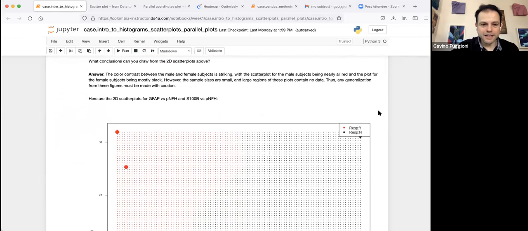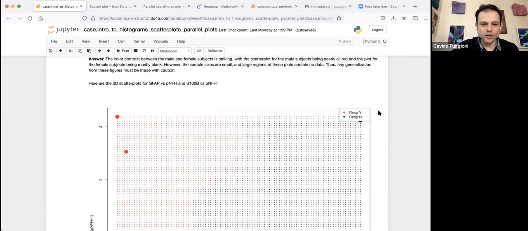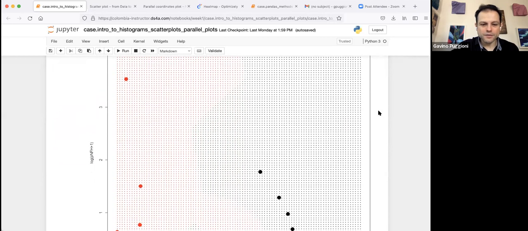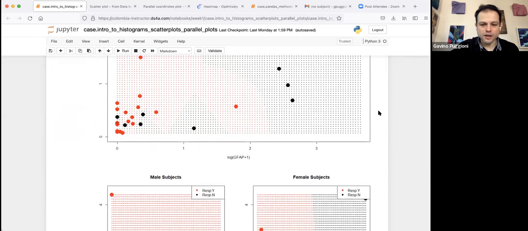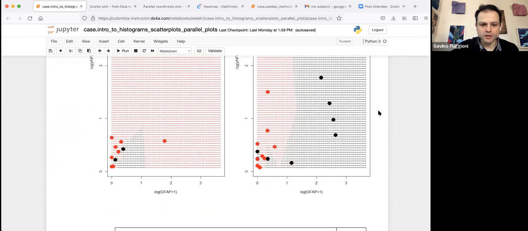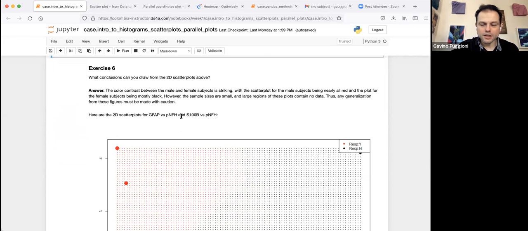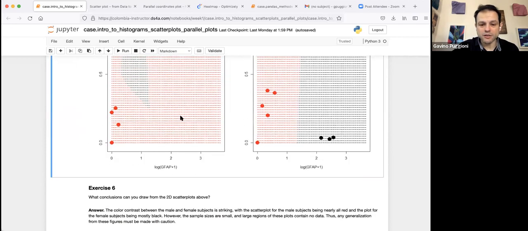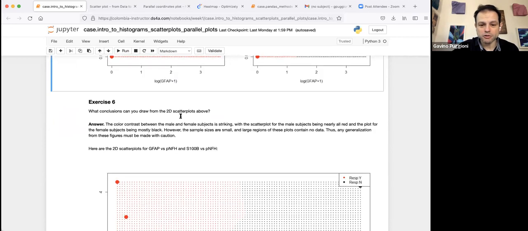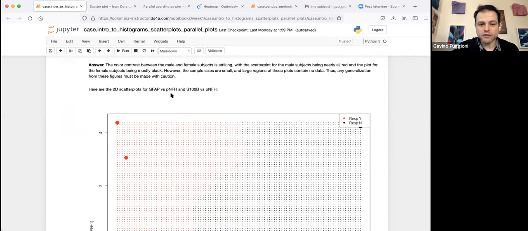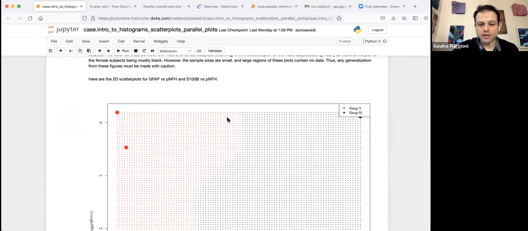And here you have some scatter plots for the other combinations. Remember, you have 3 of them, so you can have 3 different pairwise combinations. So we started with the GFAP and S100B. We want to see now GFAP versus PNFH, and then S100B versus PNFH.